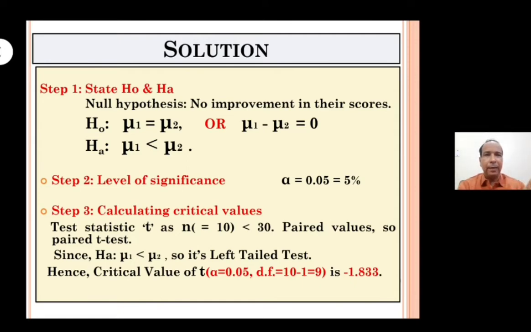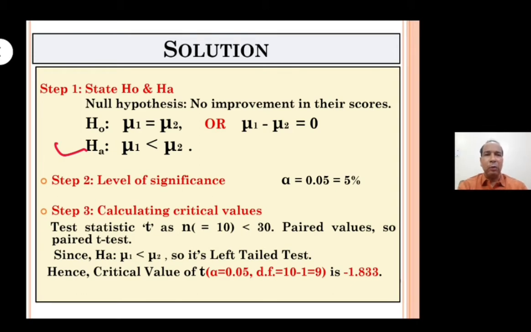Here we can see HA is mu1 is lesser than mu2. Mu2 is taken after giving the treatment. That means mu2 minus mu1 is greater than 0. That is the alternative hypothesis. Opposite null hypothesis, that is mu2 minus mu1 is equal to 0. Step 2 is level of significance, which is given here in this problem, that is 5%.